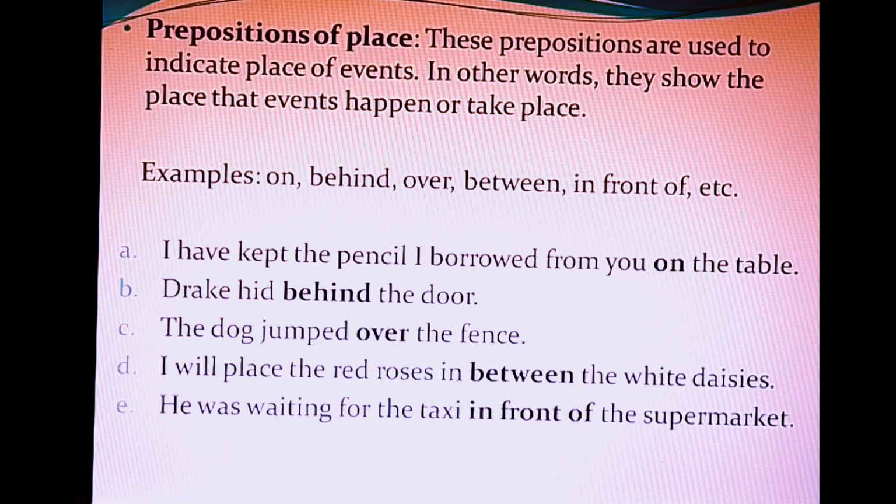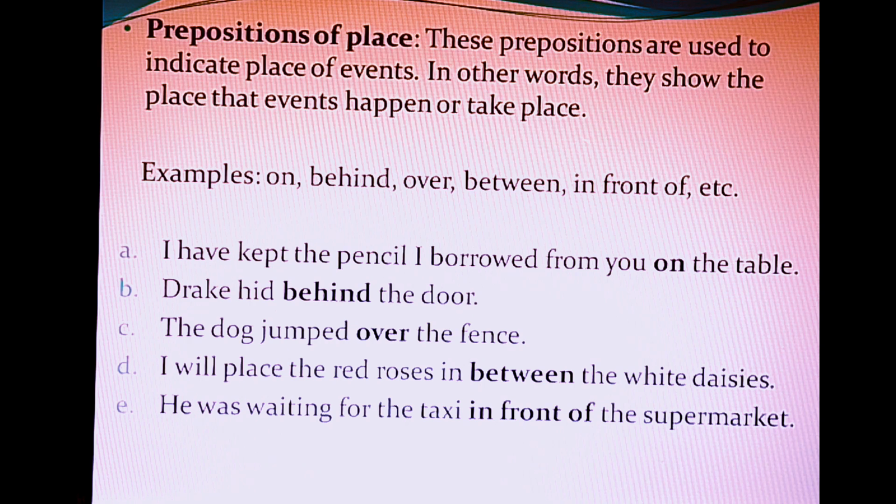Let's look at the sentence examples to further buttress how prepositions of place function in sentences. The first one says, I have kept the pencil I borrowed from you on the table. The word on is the preposition of place here. So where is the pencil kept? On the table.